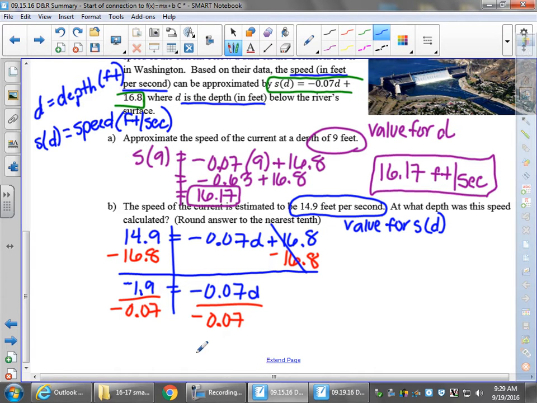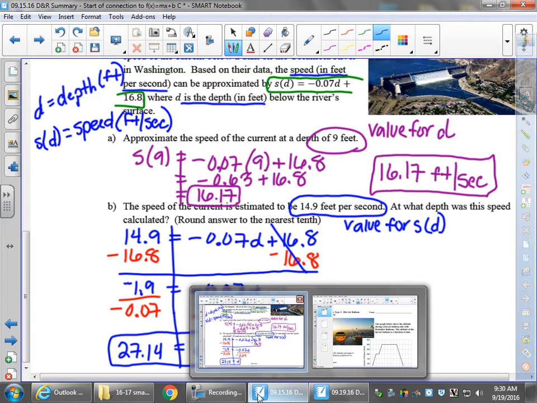Who's got a value for D? We should not be getting a negative answer. So if you are, make sure we didn't make a sign error by accident. Don't drop those negatives.